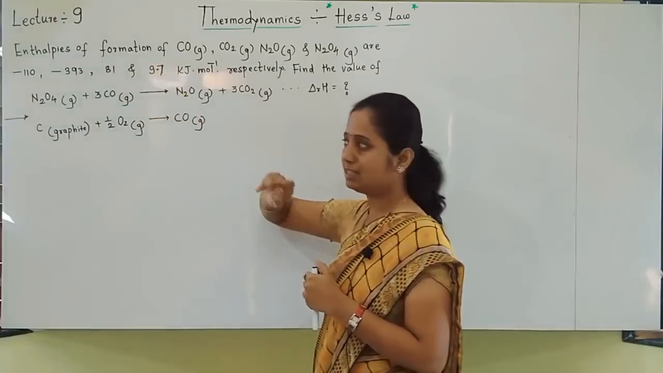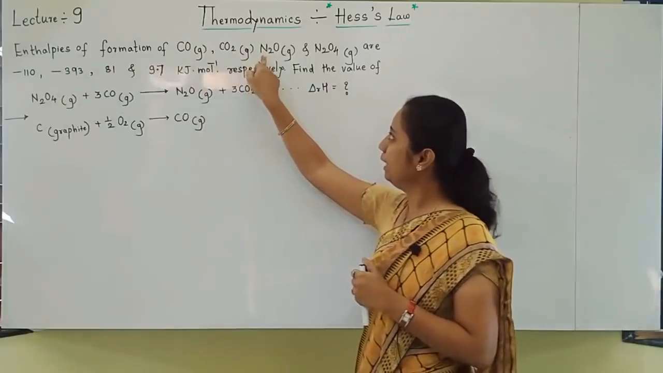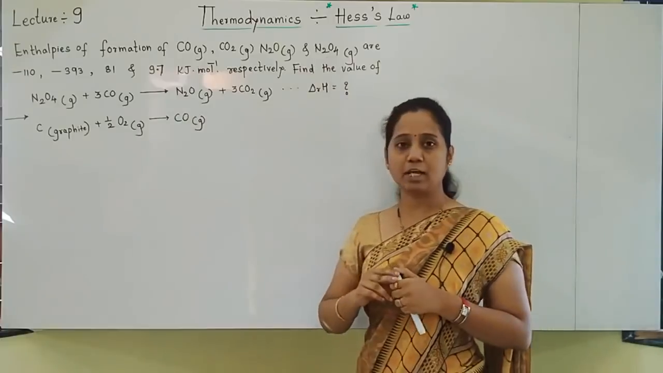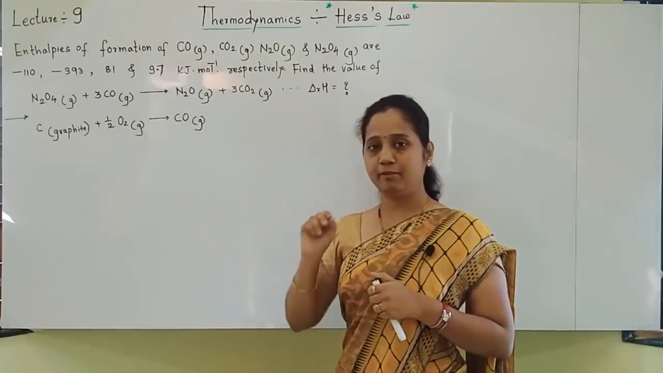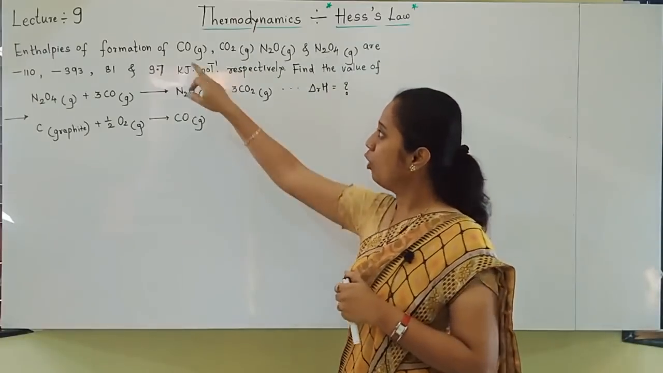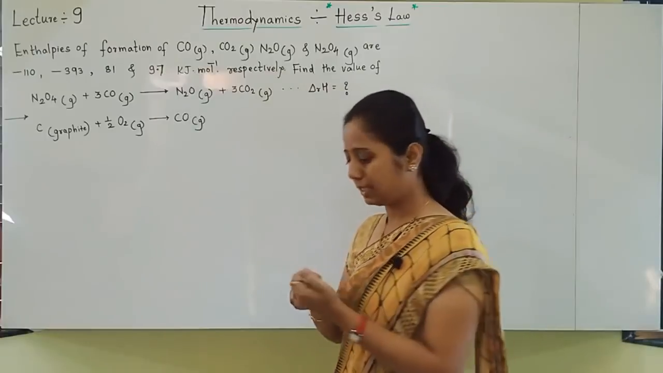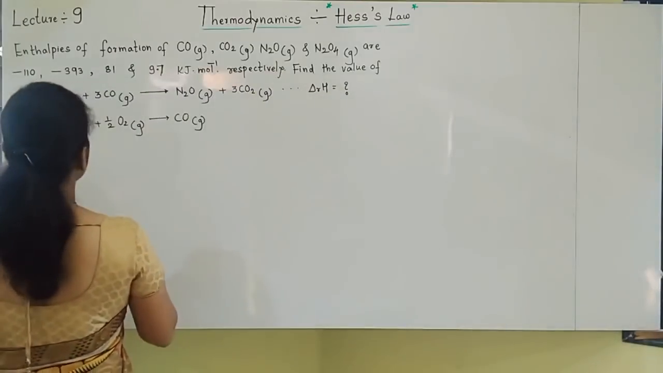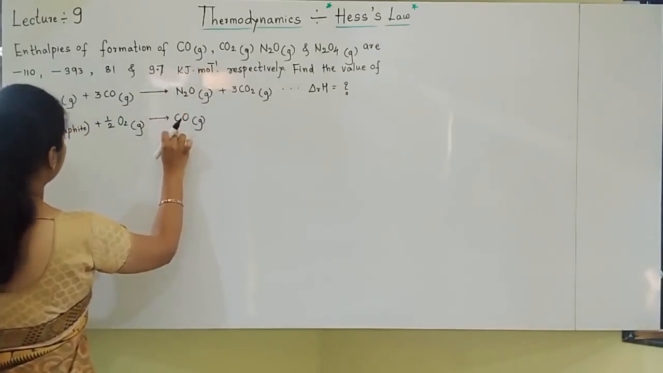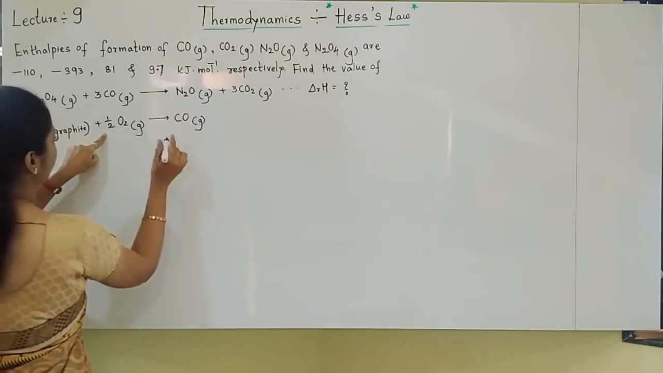The question given is the enthalpies of formation of carbon monoxide, carbon dioxide, N2O, and N2O4. Four compounds are forming and their enthalpy values are given. So let us first write down the equations for all the formations. Formation of carbon monoxide. Carbon monoxide is forming, take it as 1. So carbon graphite plus oxygen; we want a single mole, so I wrote half O2.